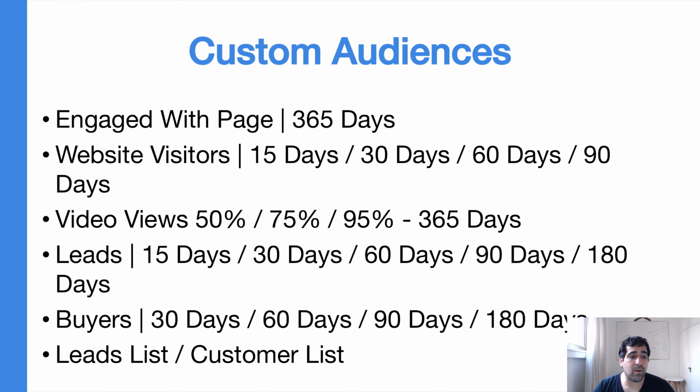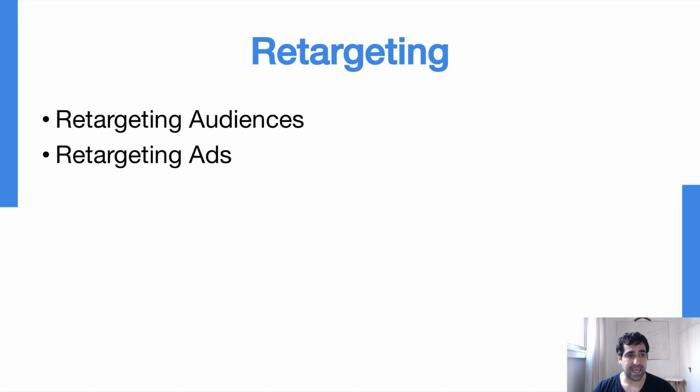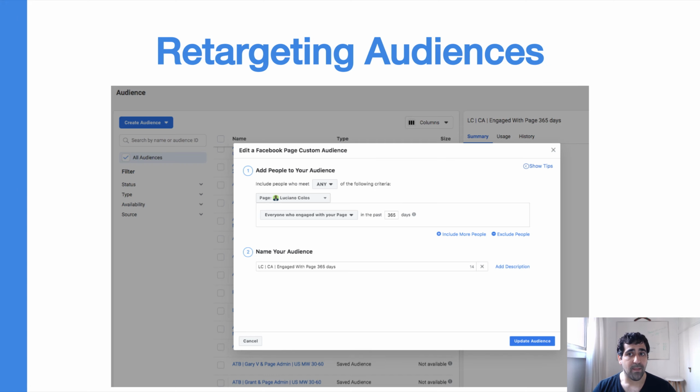And one of the ways you might want to do this, there are, I would say, at least two reasons why you want to have your custom audiences built. The first one is going to be retargeting, and the second one is going to be because you can build lookalikes based off these custom audiences. So let's talk about retargeting. And within retargeting, we are going to be covering retargeting audiences, retargeting ads, and retargeting budget, right?